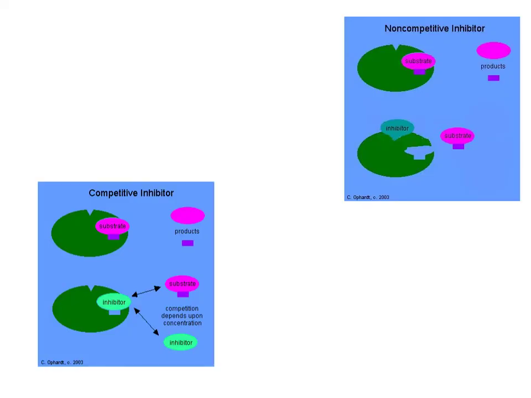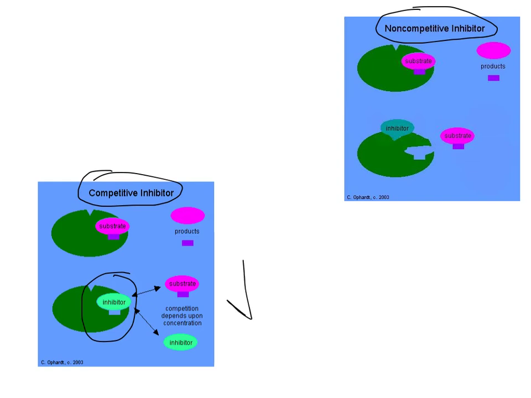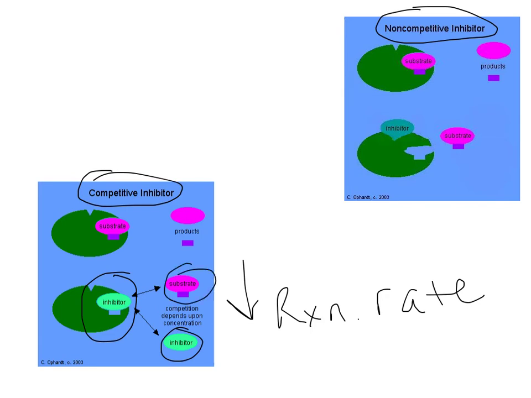So let's look at inhibitors then. I've got two types of inhibitors here. I've got a competitive inhibitor versus a non-competitive inhibitor. So my competitive inhibitor is going to compete with my substrate, and it's going to compete directly for that active site. So the competitive inhibitor would slow down my reaction rate because sometimes that enzyme is going to bind with the competitive inhibitor as opposed to the substrate. You'll notice if you look at their shape, they're about the same shape, so that competitive inhibitor can fit into that active site.